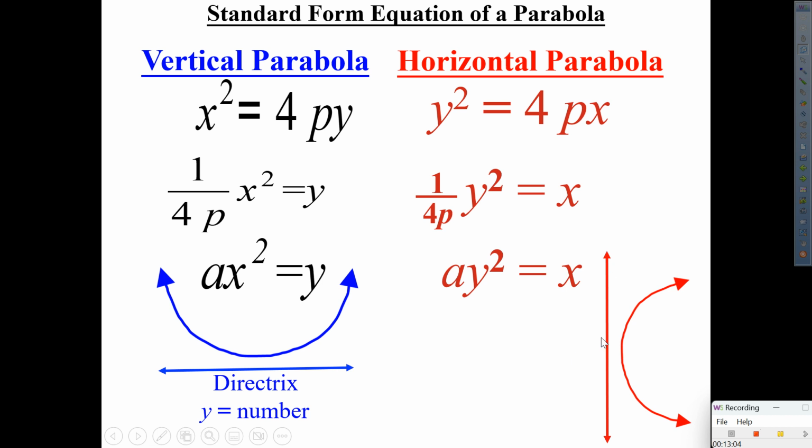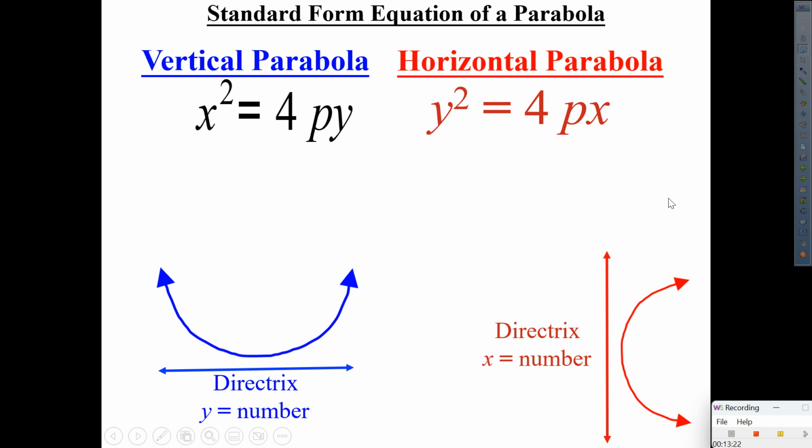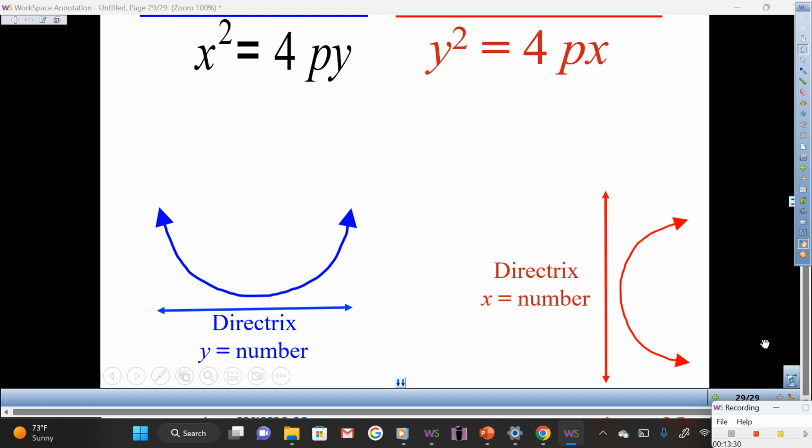Now check this out. Look at this directrix line. Is this an x value or a y value? Yeah, it's an x equals. So, with blue and red, copy this, please. Vertical parabola and horizontal parabola. I'll give you some time for that. Ivan, you good? All right, let's move on. Once again, a vertical parabola opens up or down, and the directrix is y equals a number. A horizontal parabola opens from side to side, and the directrix is x equals a number.